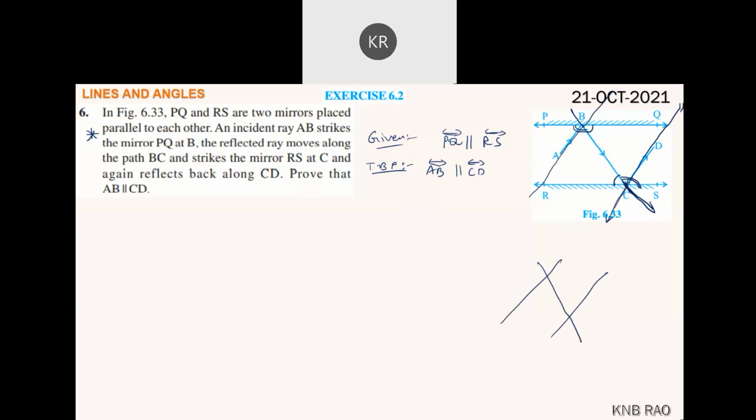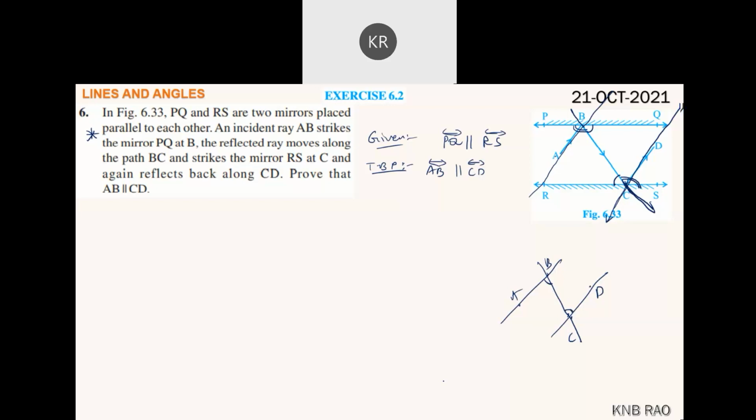Sir, half of angle PCB, PBC, sir. These two angles, corresponding angles are what you are trying to tell, but we don't know whether AB is parallel to CD or not. Yet to prove, no?